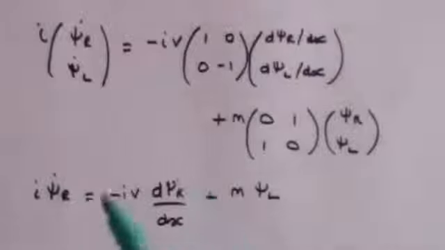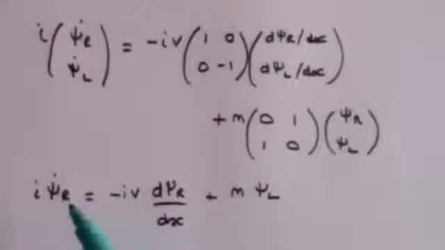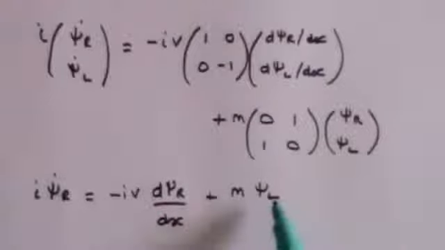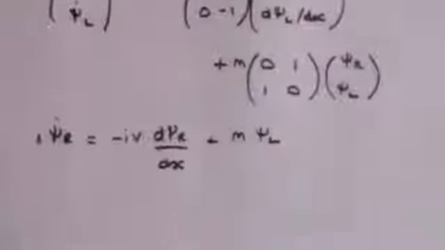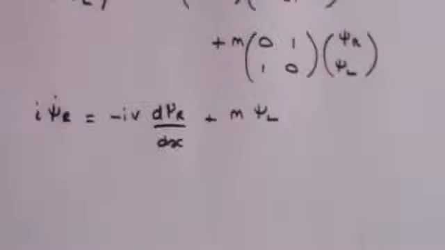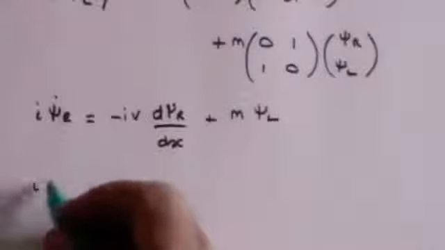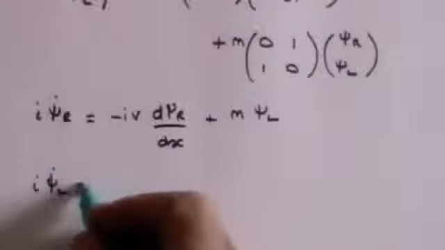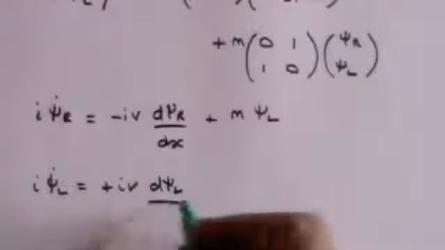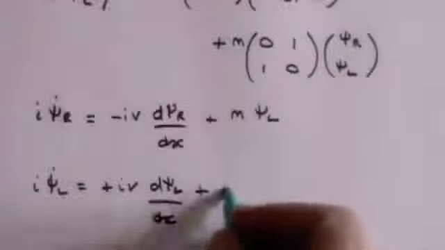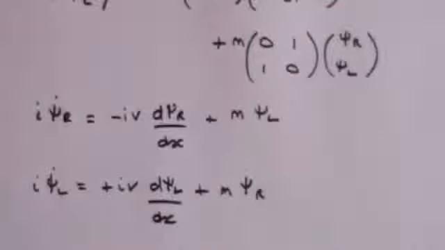Here we've got the right term: i psi right dot equals minus i v d psi right by dx plus m psi left. Psi left has crept into a psi right equation. Similarly, if you go along the bottom, you will find that i psi left dot is equal to plus iv d psi left by dx plus m psi right. And these are two coupled equations, they are called.